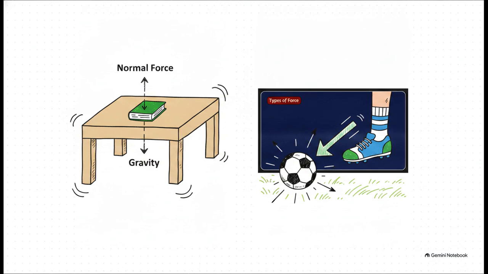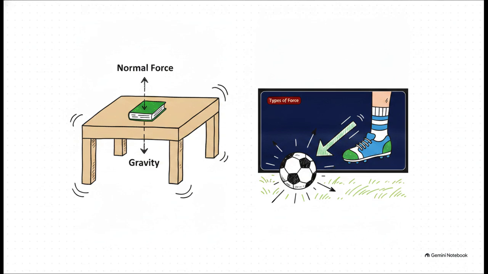Take a look at a simple resting book on a table, for instance. Right now, there are forces acting on it, but they are perfectly balanced. The book is being pulled down by the invisible hand of gravity, sure, but the rigid table is pushing back up with an equal and opposite normal force. So the net force is exactly zero. It's a physical tie, so the book stays exactly as it is.